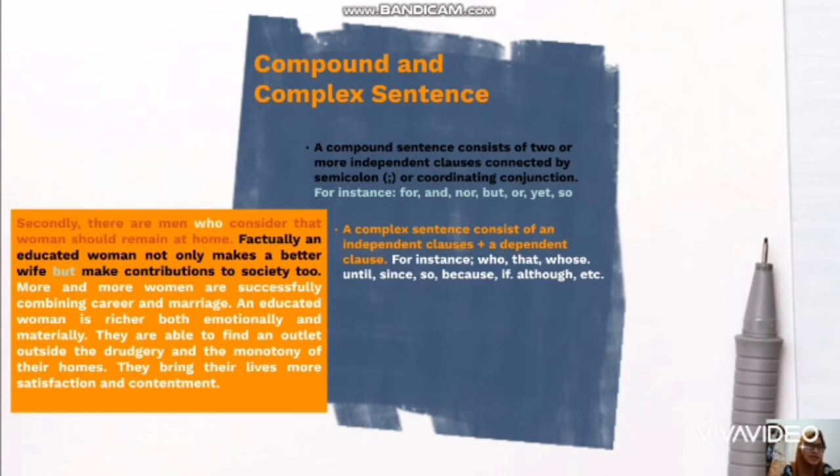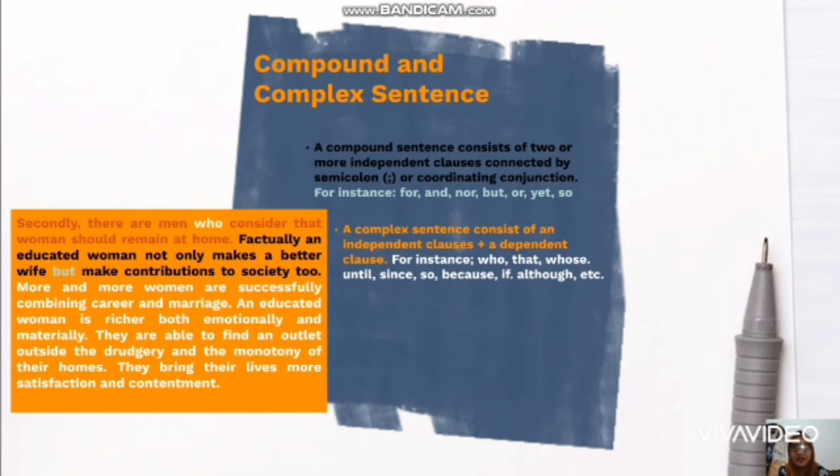The second sentence, factually, an educated woman not only makes a better wife, but makes contributions to society too. Okay, the "but" here is used as a coordinating conjunction that connects two or more independent clauses. That's why it's called a compound sentence.